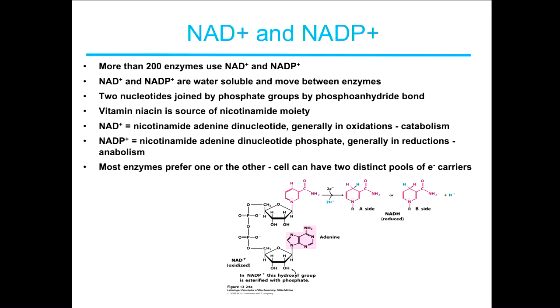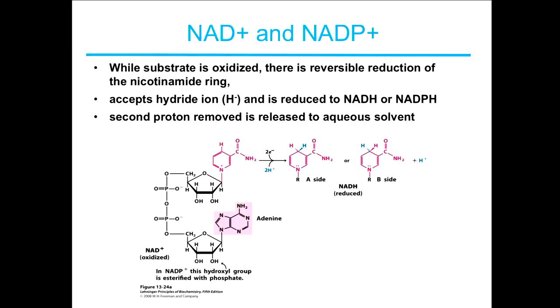So that's helpful for the cell because you can have a pool of coenzymes that all are carrying electrons in one set of reactions, and you can have another pool that's all ready to pick up electrons in another type of reaction. So you can have two things that are very, very similar, but you have two pools of them in the cell. You can be building up molecules, you can be breaking down molecules in different pathways.